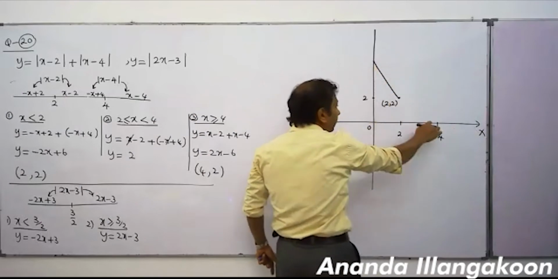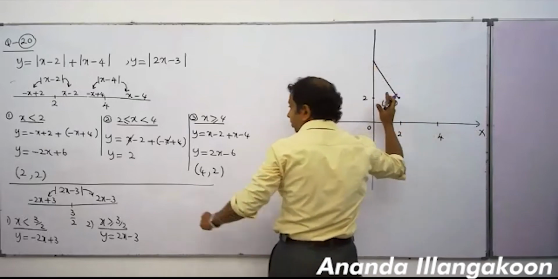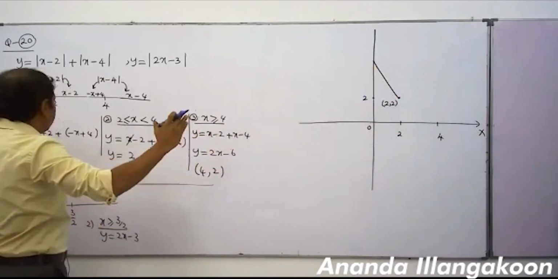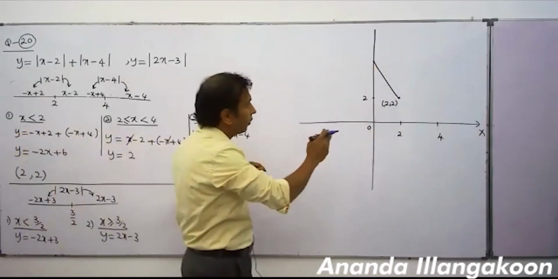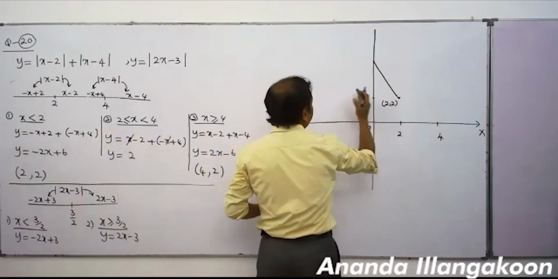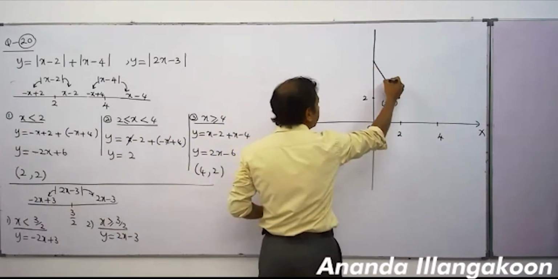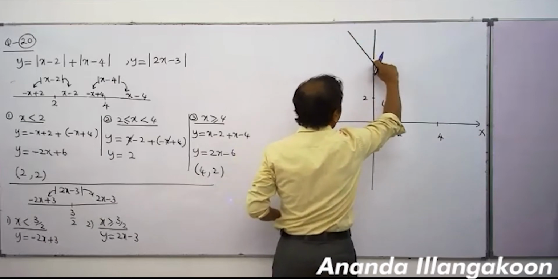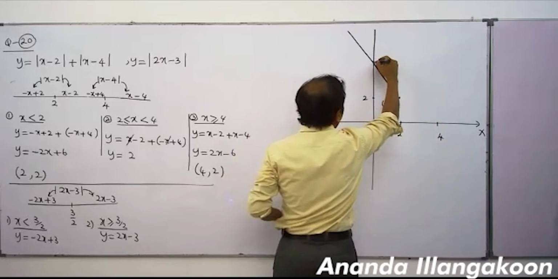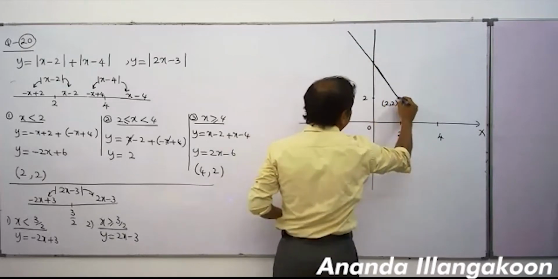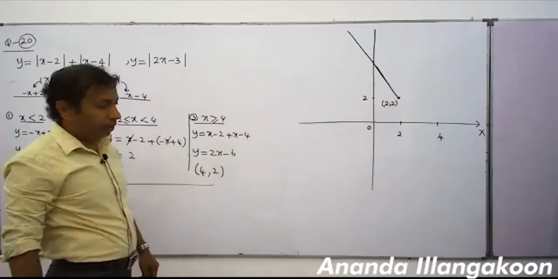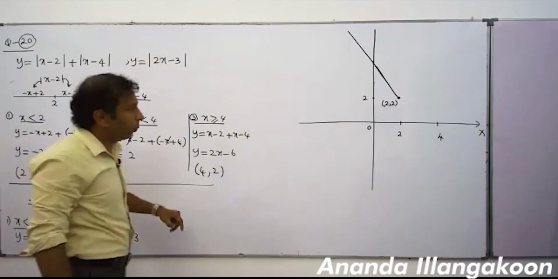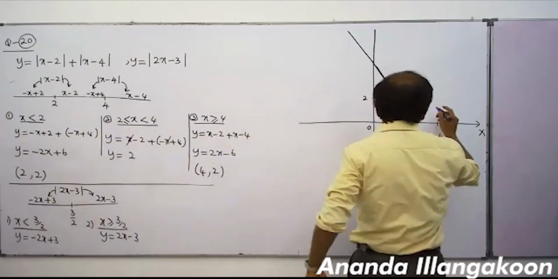But in this direction we don't extend it, because we need this graph on the left of 2. Then the left of 2 part only we have to draw. So left of 2 means to the left. This part only we have to produce. Right. This is okay. Next one, y equals 2. Between 2 and 4, y equals 2.